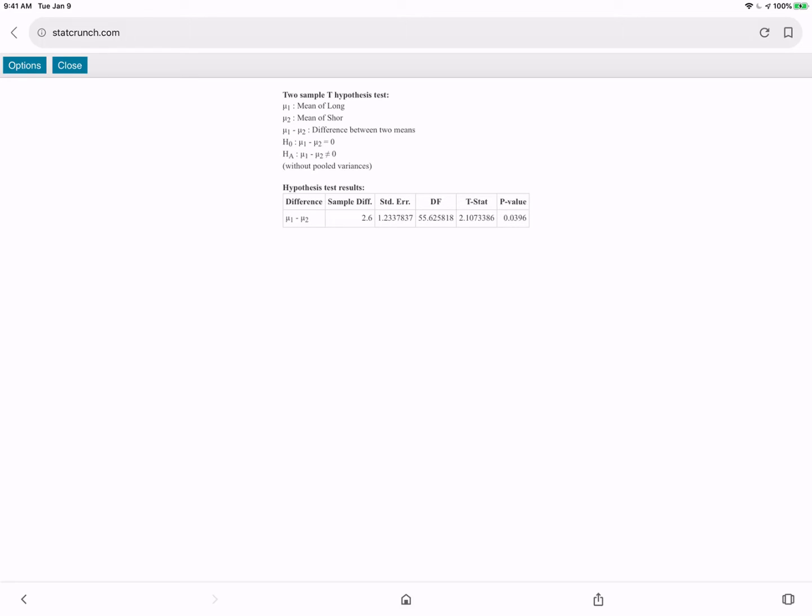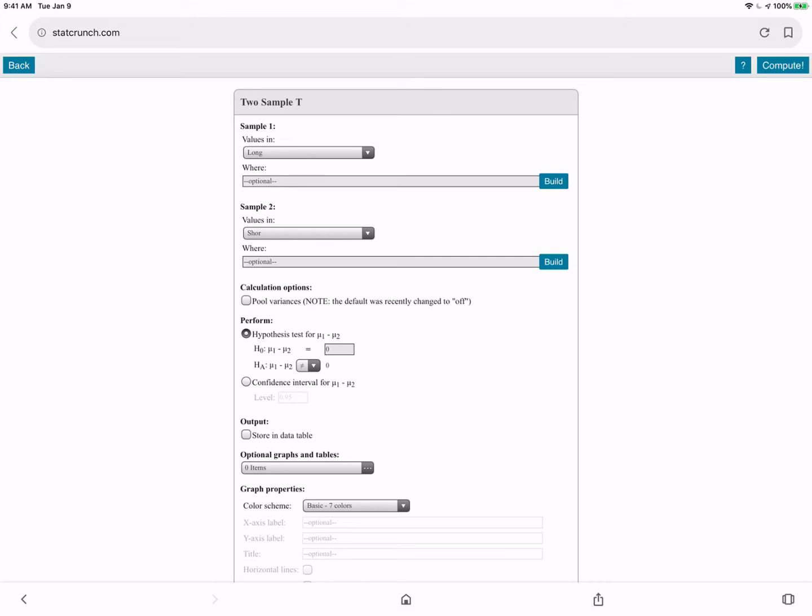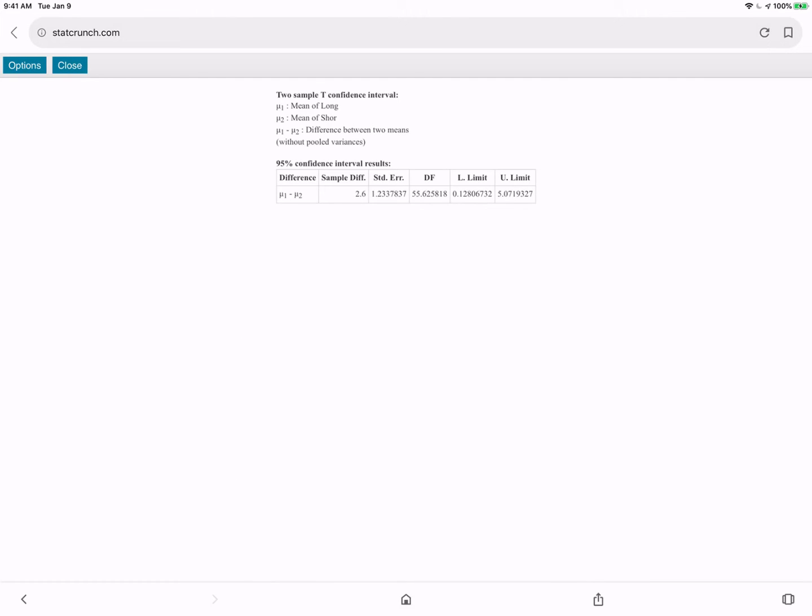All right, so now let's do the confidence interval. I'm going to edit this. It's the same path to the confidence interval, except instead of choosing hypothesis test, we choose confidence interval. Now it's important that we remember which is which. Our first group are the longboards, and the second group are the shortboards. Now we'll compute. And we have a lower limit of 0.13 rounded off and an upper limit of 5.1.